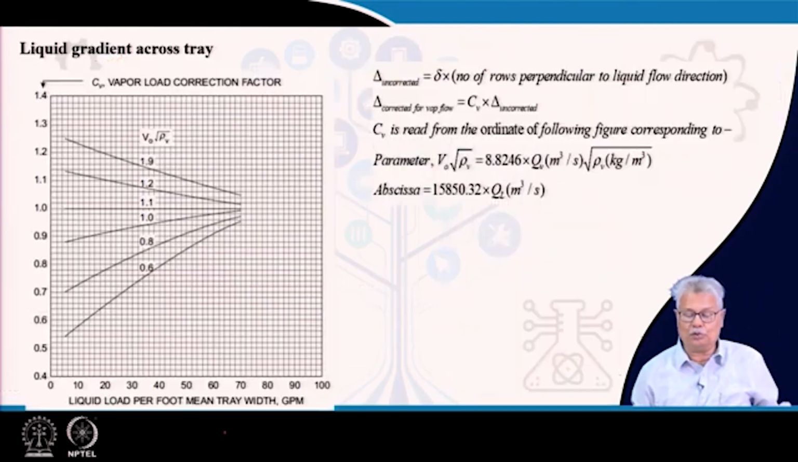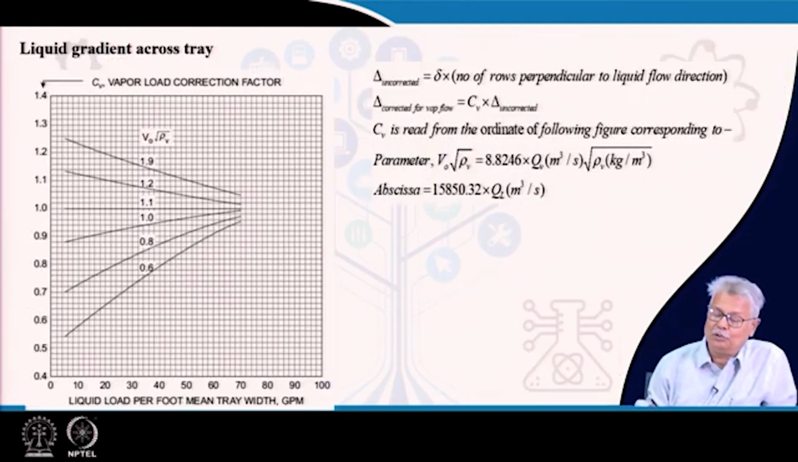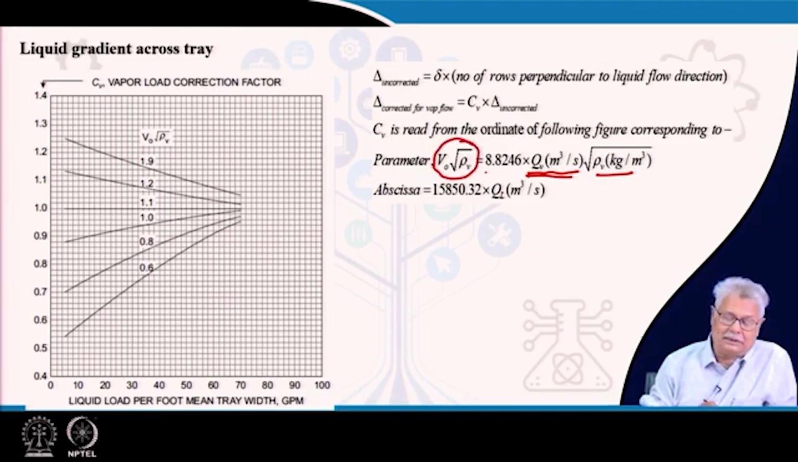The V0 into root V is basically, I have redrawn the same thing here. The V0 into root V is what? It is basically the volumetric flow rate multiplied by rho V, and I have already converted the constant so that you have this particular parameter in the unit of whatever is the parameter here, which is basically in FPS units.